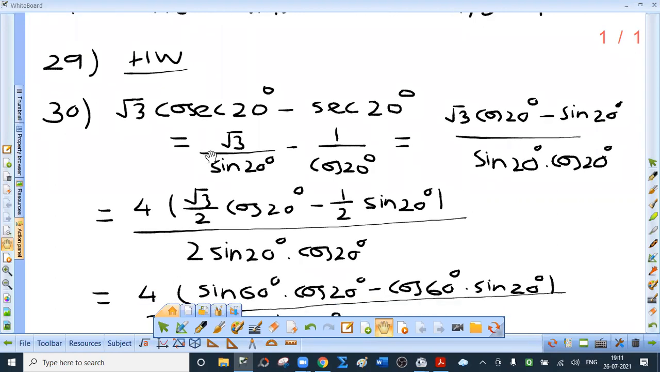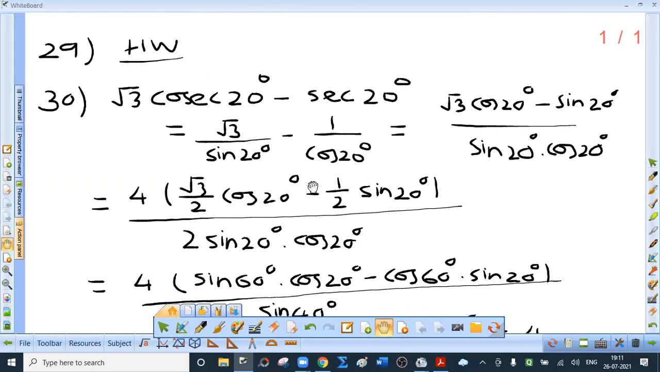Sum number 30 is good one. Prove that root 3 cosec 20 degree minus sec 20 degree is 4. Cosec is 1 by sine, sec is 1 by cos. What is LCM? Sine 20 cos 20. What is numerator? Root 3 cos 20 degree minus sine 20 degree. Let me explain. See what I have done.